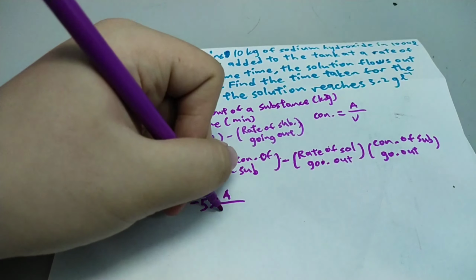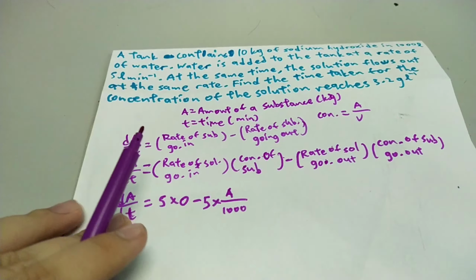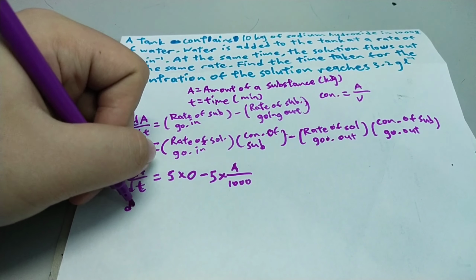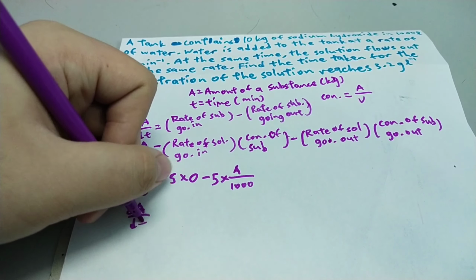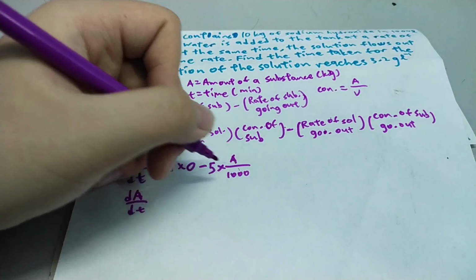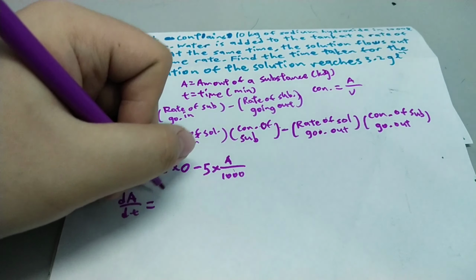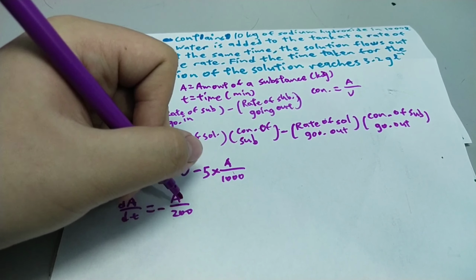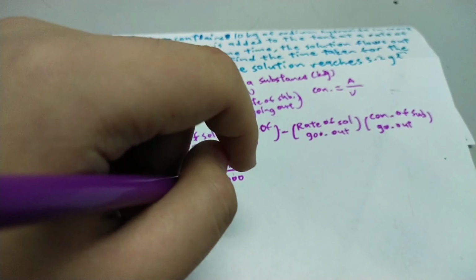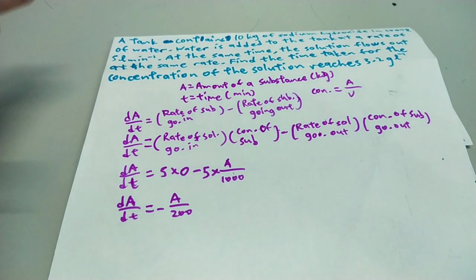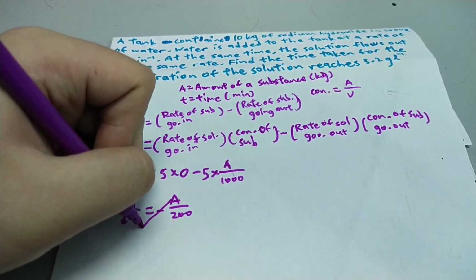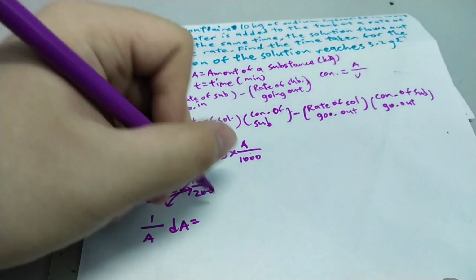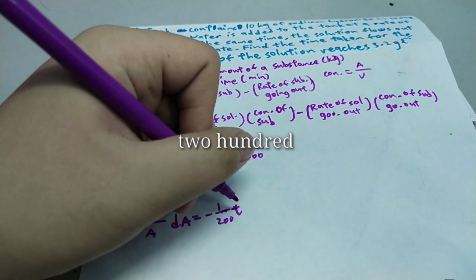1000 liters. So 1000. And then 5 times 0 is going to be 0, and 5 times 1 over 1000 is going to be 1 over 200. So dA over dt is going to be negative A over 200. And this is very easy to solve because it is separable. So we will have A going to here and dt going to there. So we will have 1 over A dA is equal to negative 1 over 200 dt.